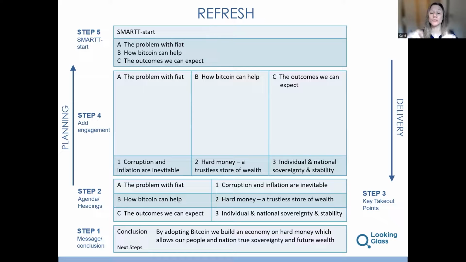We copied those headings up twice, the agenda headings, A, B, C. We went up to the agenda heading up here, A, B, C, and the top of the big boxes, A, B, C. And then we copied the three key takeout points up to the 1, 2, 3 at the bottom of the big boxes. Okay.